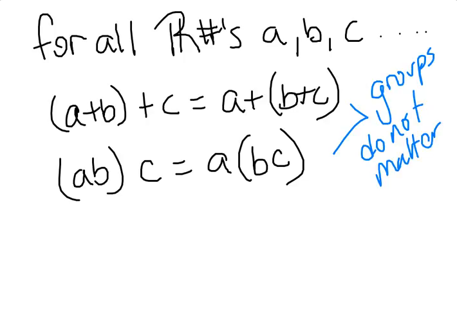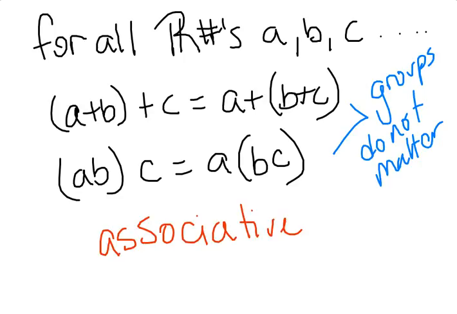And do you remember what that's called when your groups do not matter? Well, it doesn't matter who they associate with, so we call it the associative property. So the associative property of real numbers says that when I have addition, I can group them however I want and still get the same answer. And when I have multiplication, I can group them however I want and still get the same answer, as long as, the catch is, it's either all addition or all multiplication.